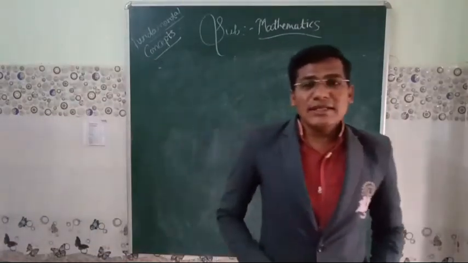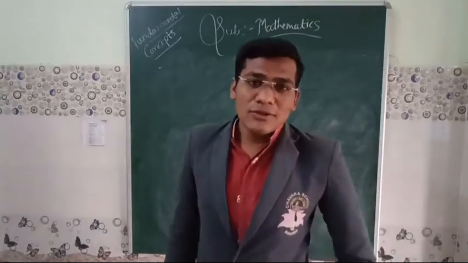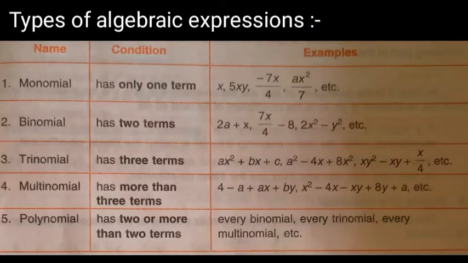Now the next topic of the lesson is types of algebraic expressions. So there are 5 types of algebraic expressions. First one is a monomial. The condition for a monomial is that it has only one term, and the examples, as you can see in the given picture, are x, 5xy, minus 7x divided by 4, ax squared by 7, etc. In these examples you can see that only one term is present. There is no addition or subtraction sign used to separate terms, and this is why we call them monomials.